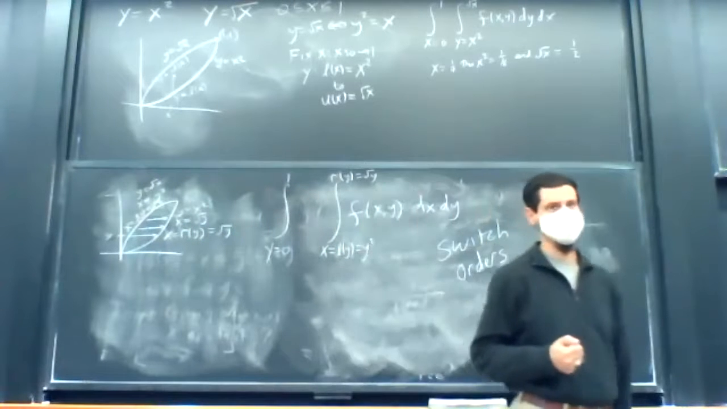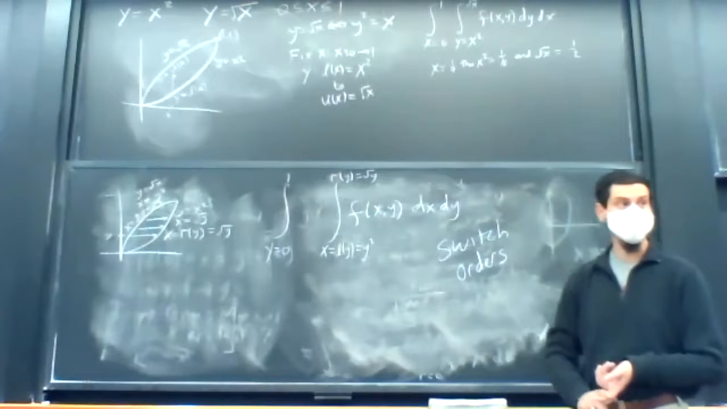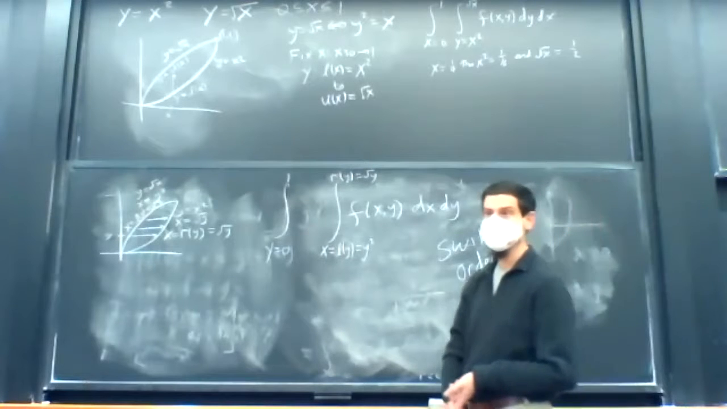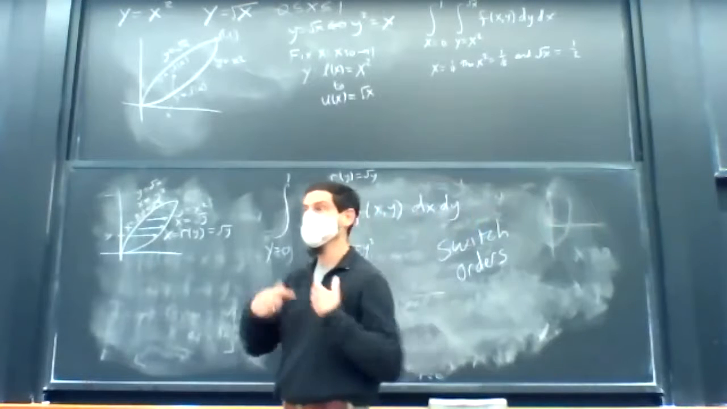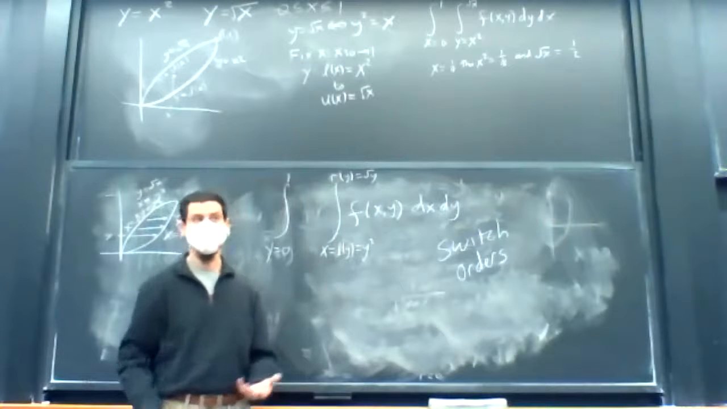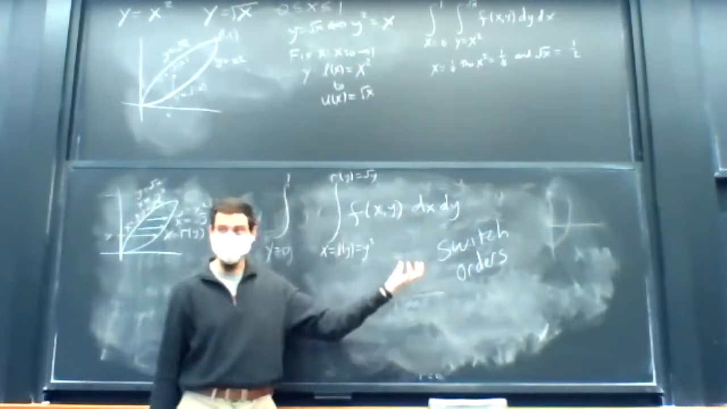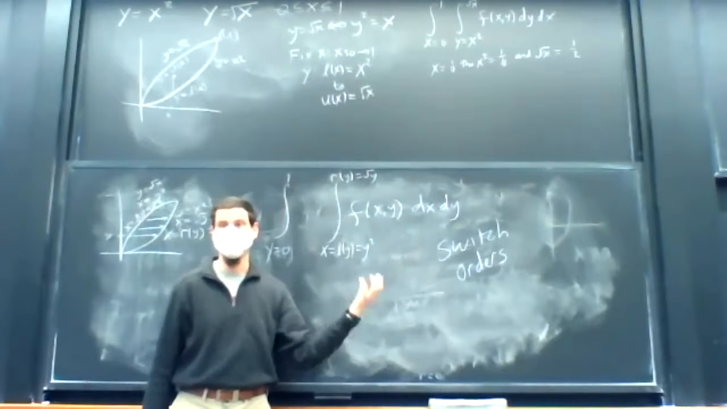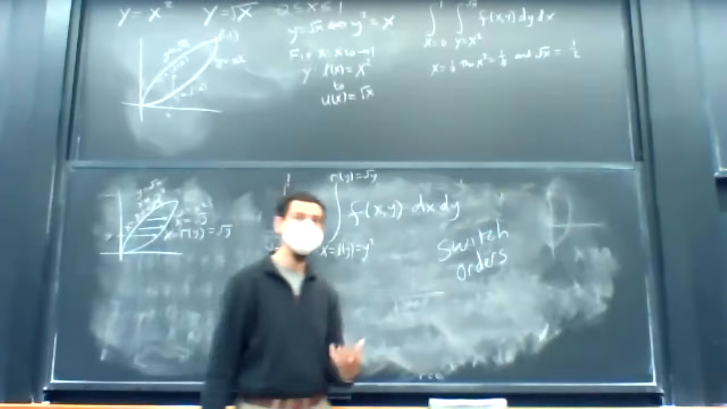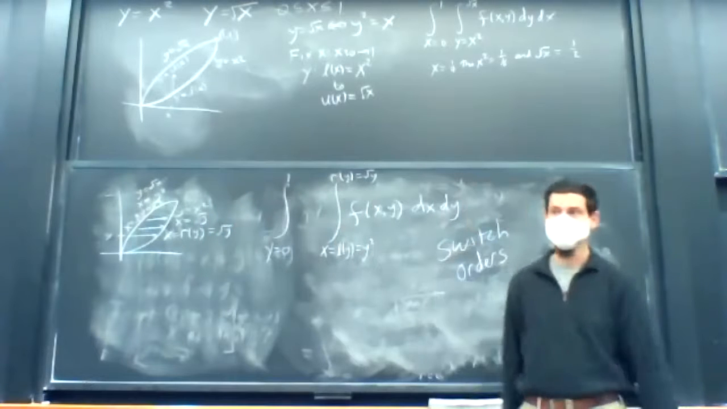What if the other one isn't working? Then you either have to find something new, or maybe the first one wasn't so bad after all, when you see how much worse the other one is. But when you have two approaches, try one for a little bit. If it's not working, try the other. This is one of the major techniques we have, is switching orders of integration.